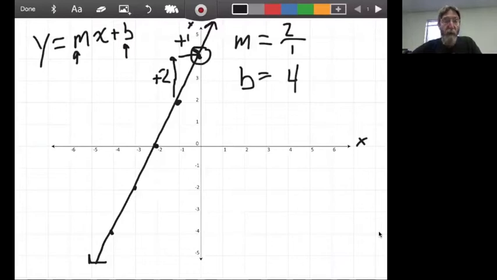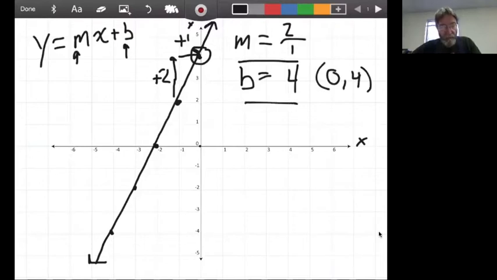Now also at that point, we know that we have an x-coordinate of 0. It lines up with 0 on the x-axis. So that's the ordered pair, 0, 4. But when writing the equation, what we need is this, and we need this. So we plug into y equals mx plus b.